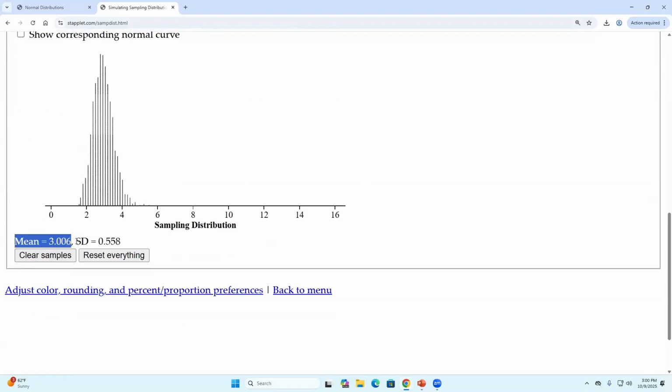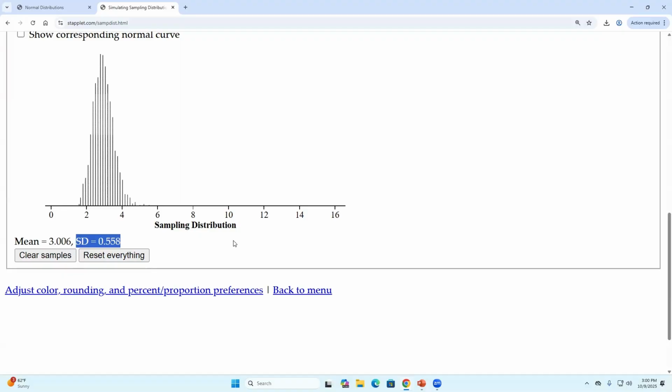But do notice that now the standard deviation has gotten a lot smaller. It used to be 0.783. But now that we have 20 subjects, it's gone down to 0.558 with a sample size of 20.